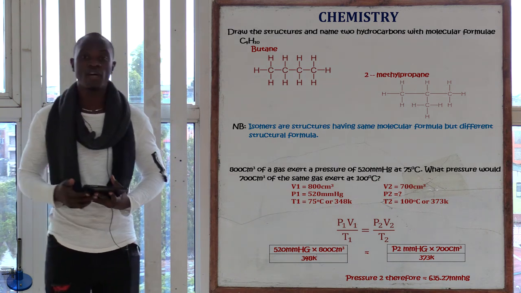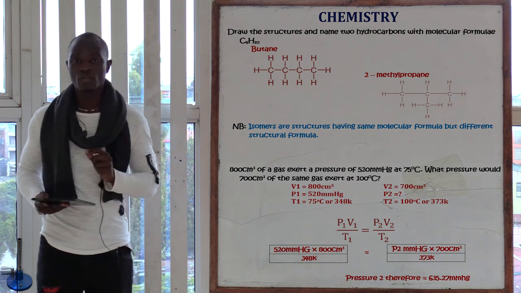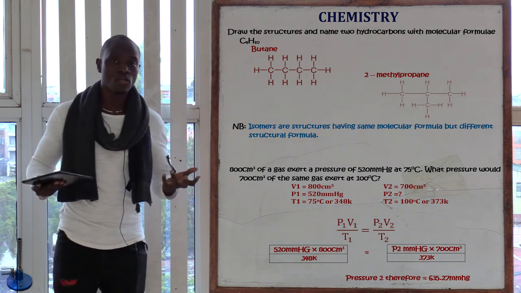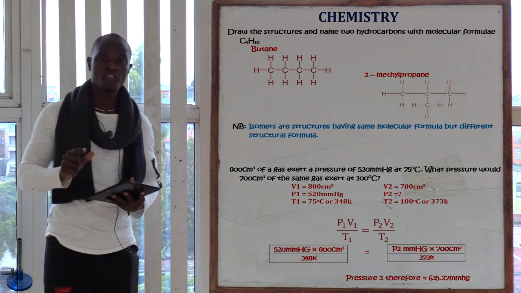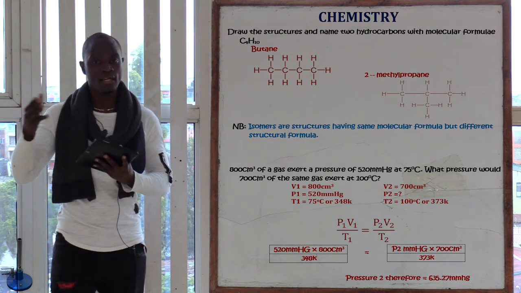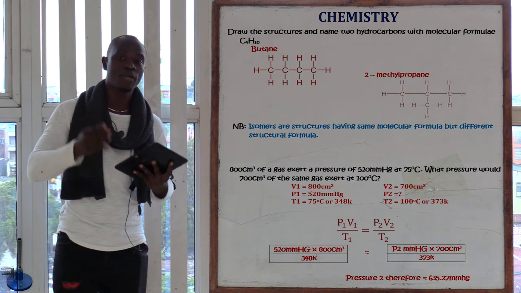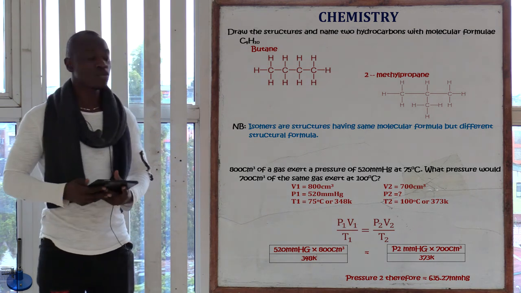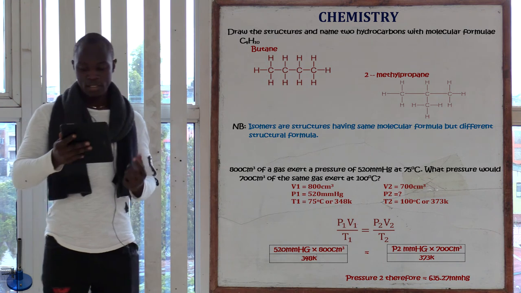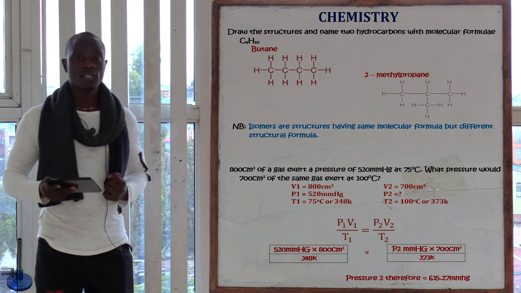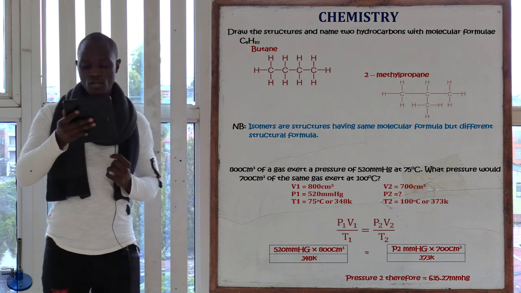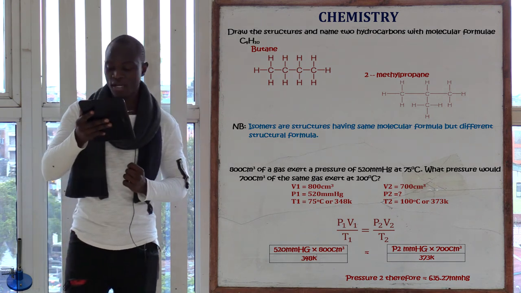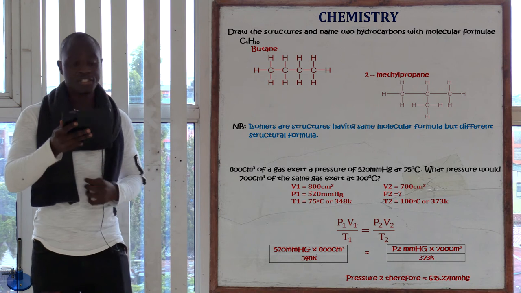Why is it in the family of alkanes? Because each carbon atom is joined to another carbon atom with a single bond. That's why the name of this structure ends with A-N-E, meaning that it is from the family of alkanes. So this is butane. The question was asking, draw the structure of butane. That's the structure of butane, as you can see. And then draw two hydrocarbons with the molecular formula of C4H10.